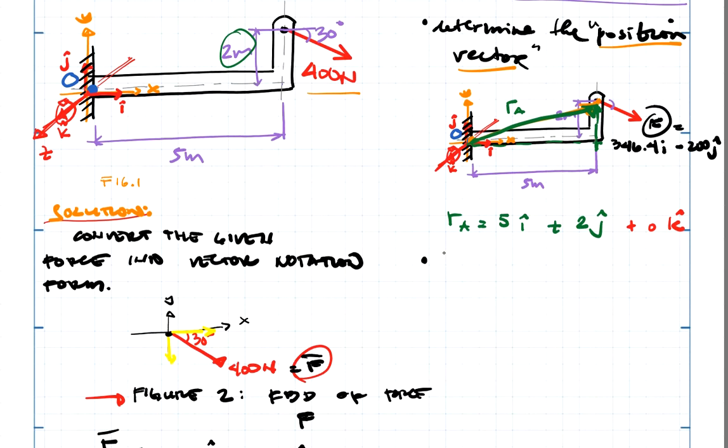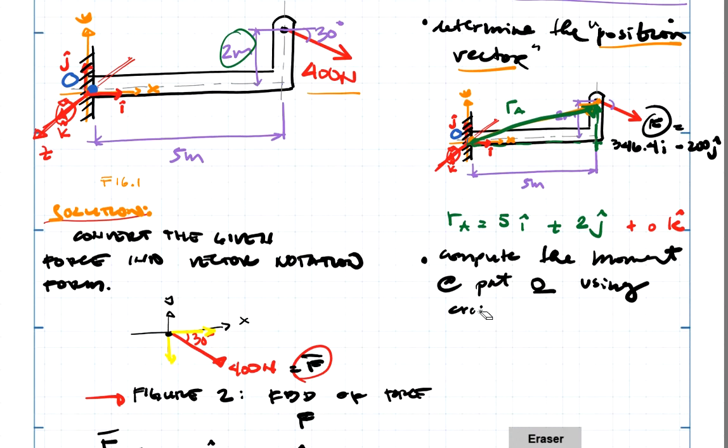We can now compute the moment. Compute the moment at point O using what we call the cross product of this position vector and the force acted upon this body. So, using the cross product.